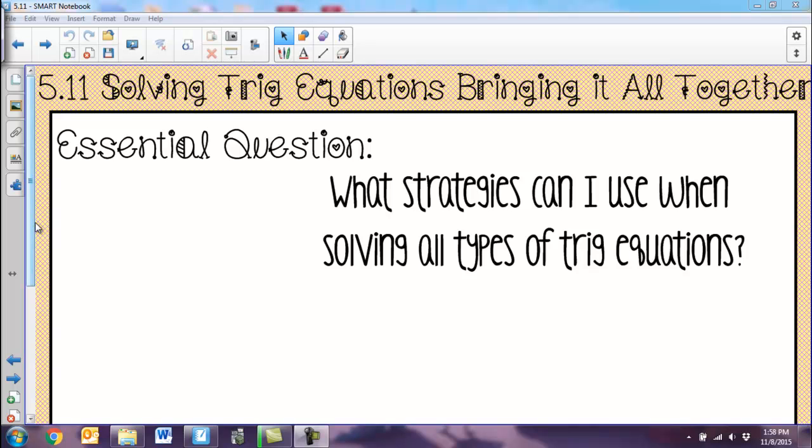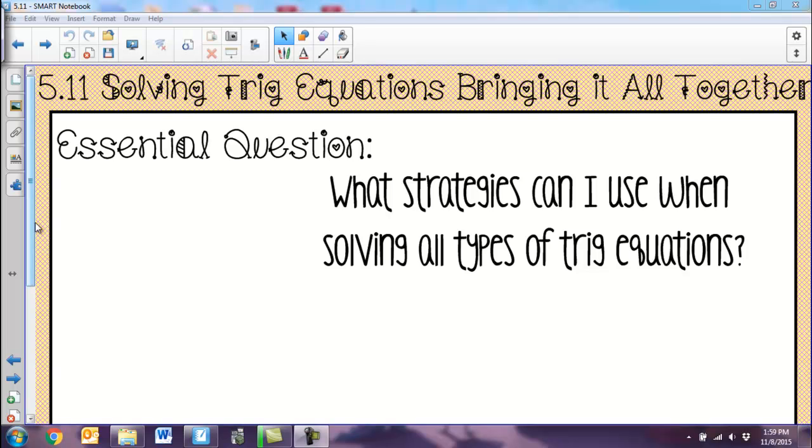Hey guys, today we're going to bring all of our solving trig equations together. And again, this is just some extra help if you needed some ideas for strategies to use when you're looking at a bunch of trig equations and you're asking where do you start. So there are actually 4 different types of solving trig equations, and you can see it on your graphic organizer.